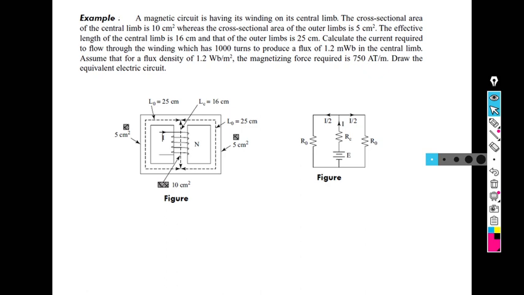Here mu r naught is given, but here what is given? Given is flux density 1.2 Weber per meter square, and magnetizing force required is 750 ampere turn per meter. So, you can find out B is equal to mu H. So, from this equation you can find out what is mu. Mu is equal to mu naught mu r. So, you can also find out relative permeability, but we can use this mu. So L by mu A, so you can find it out.